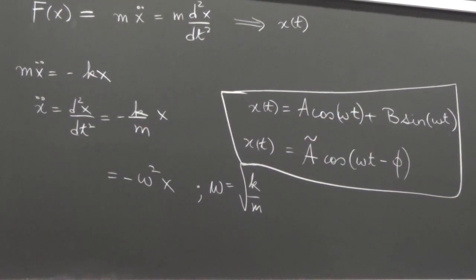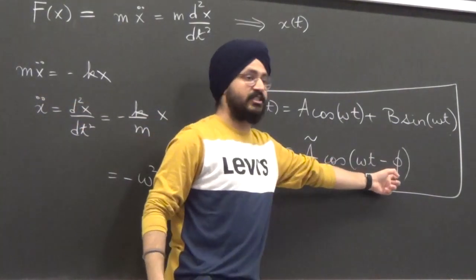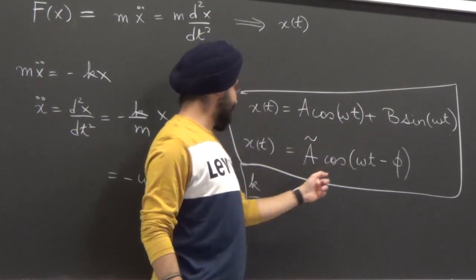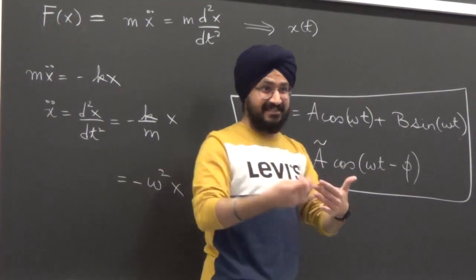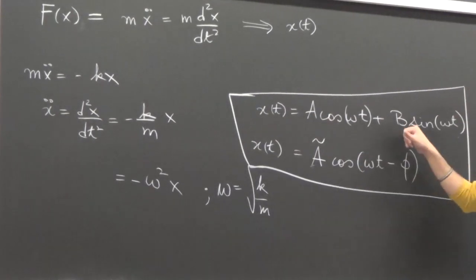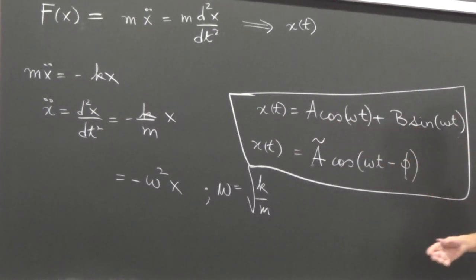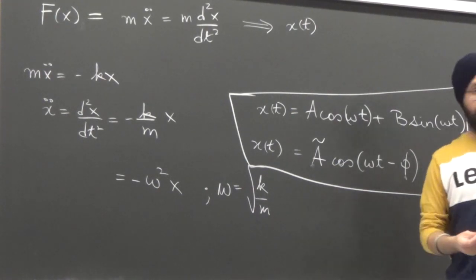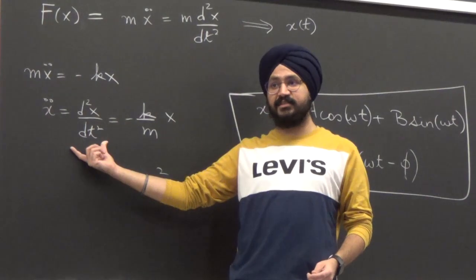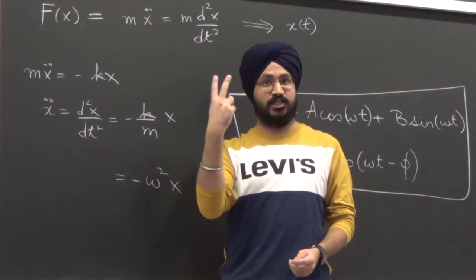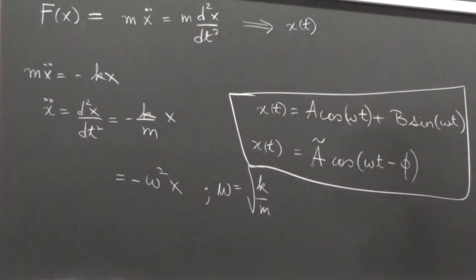Now, here's the physics crucial key point that you must understand behind these things. It's the fact that there are these two unknown constants, either call them A or B, or call them A tilde and phi. I can, of course, rewrite A tilde in terms of A and B, and phi in terms of A and B, and vice versa. But these are the two unknowns that I have in my equations. Okay, and I should, because it's a second order differential equation. There are two derivatives, hence there must be two unknowns, two constants of integration. And these two can be fixed by specifying initial conditions.